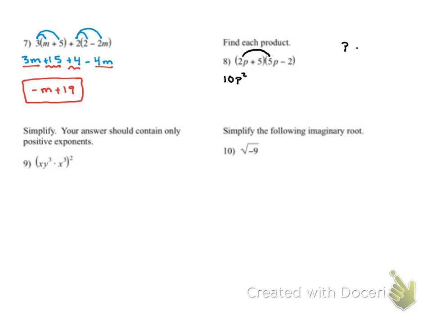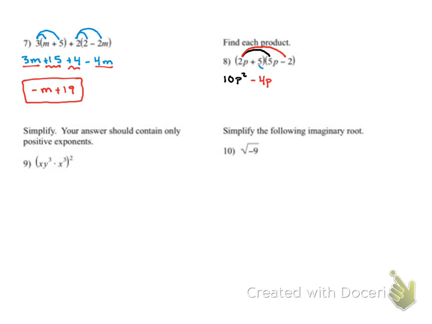Right? Remember when we do off to the side? P times p, that's to the first power, that's to the first power. Multiplying like bases, you got to add the exponents, that gives us p squared. Then we do 2p times negative 2. This is the O in FOIL, the outsides. 2p times negative 2. 2 times negative 2 is a negative 4p.